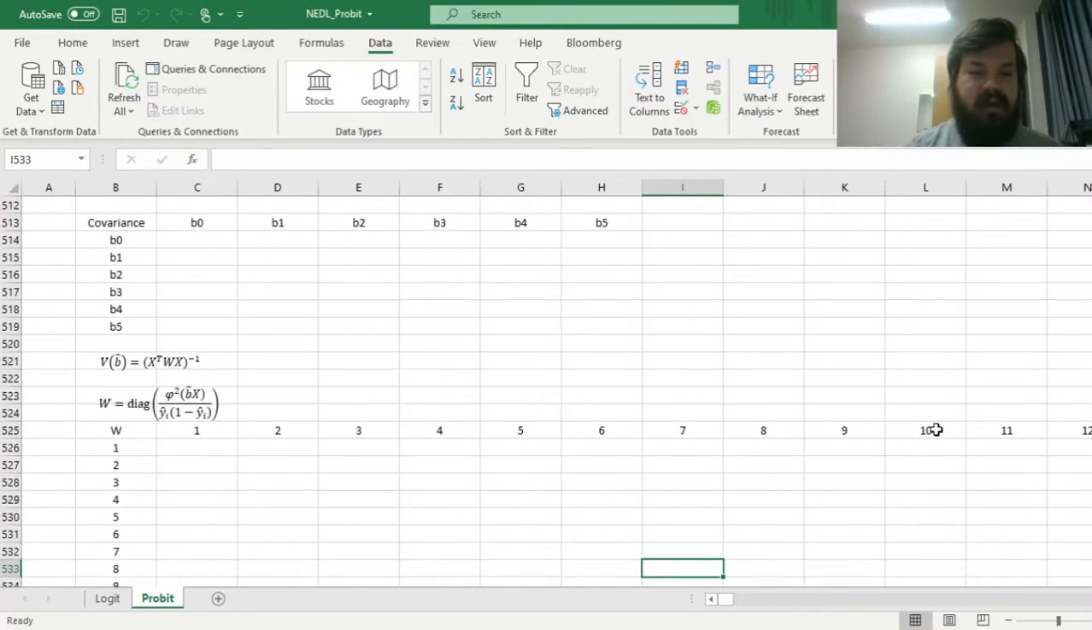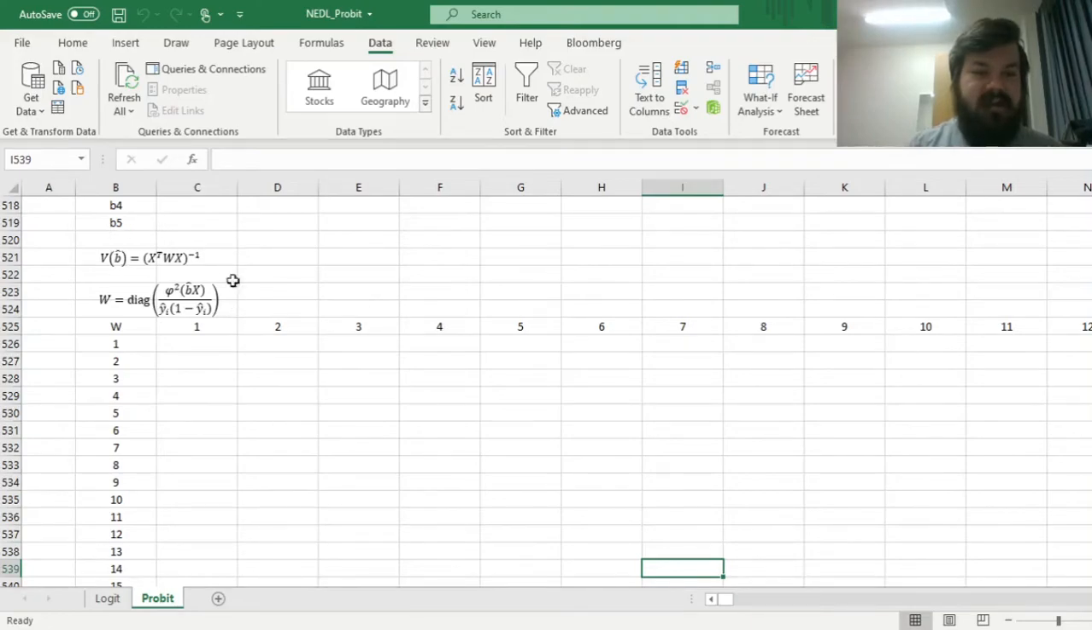And that's what we've got down here. Our variance matrix would be the inverse of the product of the transposed matrix of explanatory variables onto the weight matrix and onto the usual non-transposed matrix of explanatory variables. The weight matrix is a diagonal matrix, so all elements besides the diagonal are zeros, and in the diagonal we have this expression that relates predicted probabilities and the square of the normal probability density function over the z-stat that we have calculated. So let's code our weight matrix and then proceed to derive our standard errors.